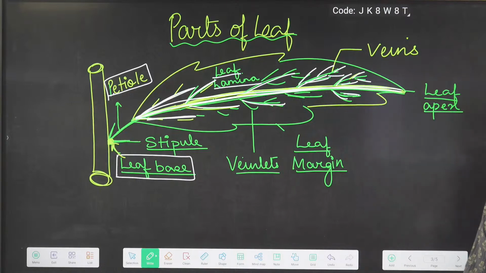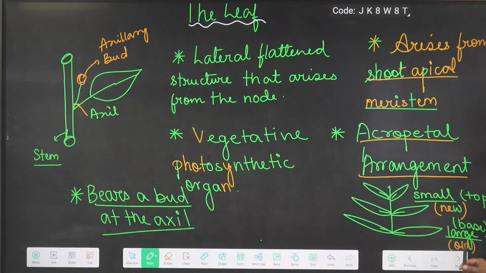What is the meaning of acropetal arrangement? In acropetal arrangement, small leaves will be at the top and larger leaves will be at the bottom.